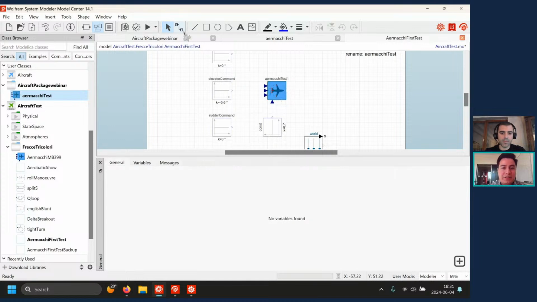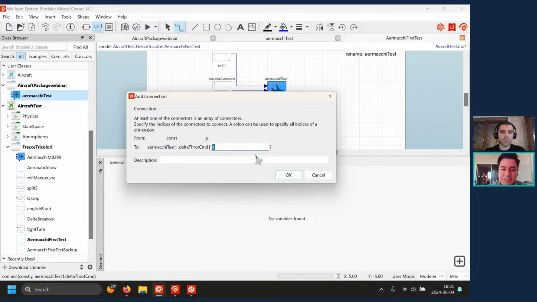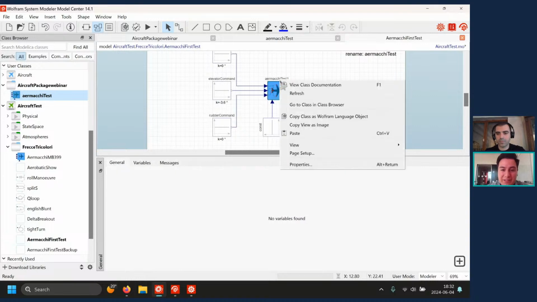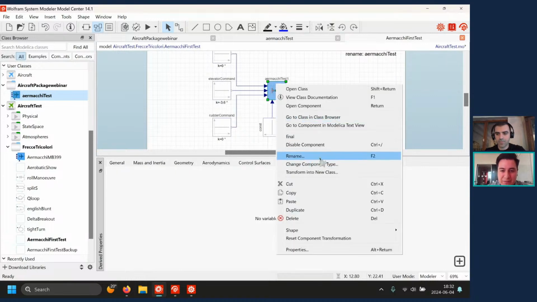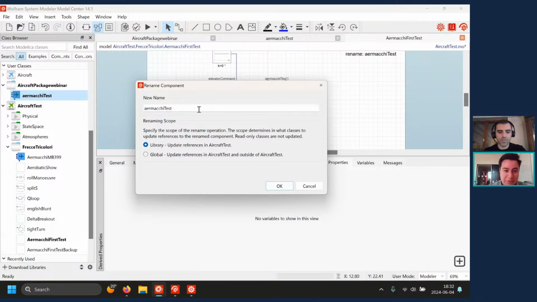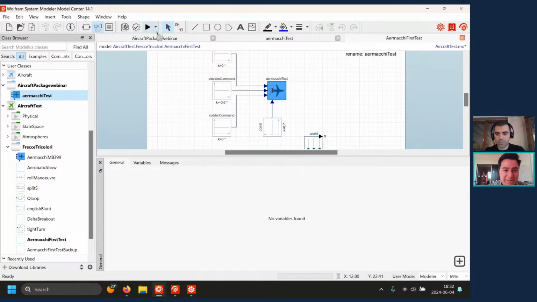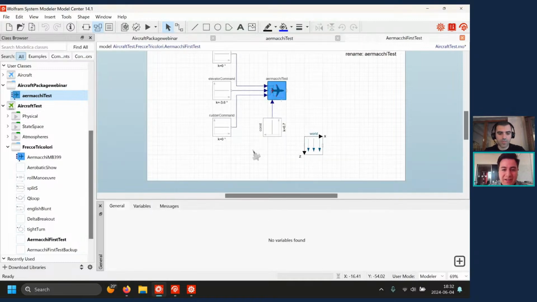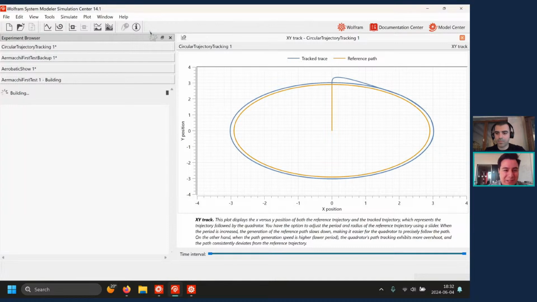And then we are going to connect it to the inputs that later on I will come back and explain a bit. Of course, it's only one engine, so the thrust input is just going to be 1. And we're going to rename this so that it works with the plots that we have over there: Aermacchi test. And we're going to set 15 seconds. It's going to be enough just to see how it flies. Awesome. Now let's start the simulation.